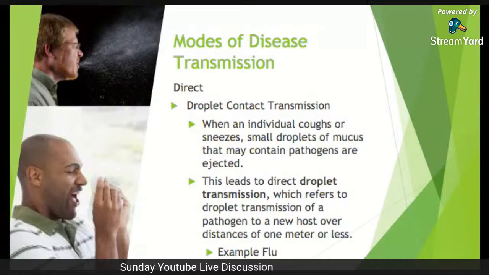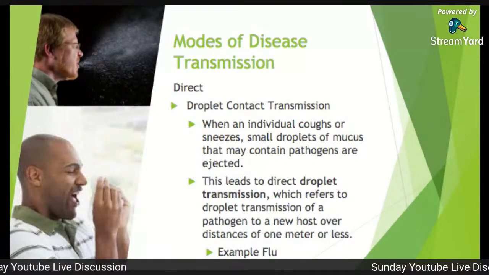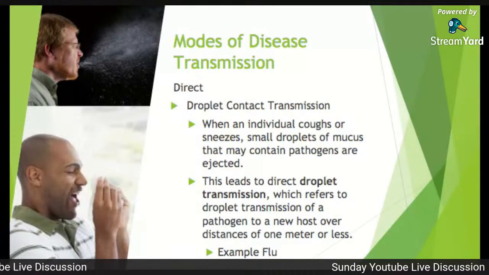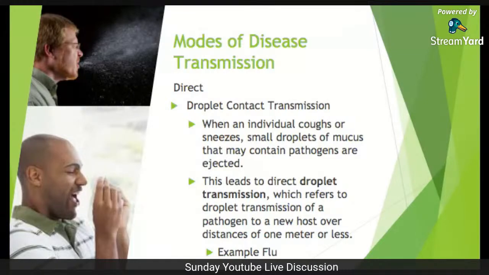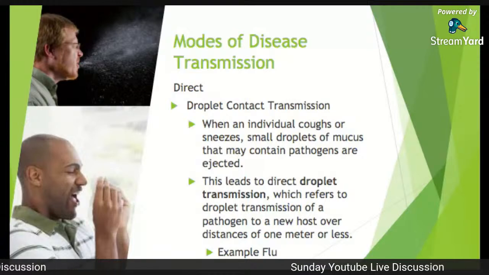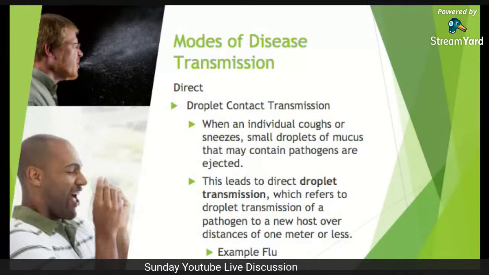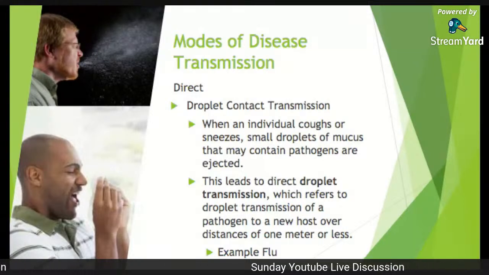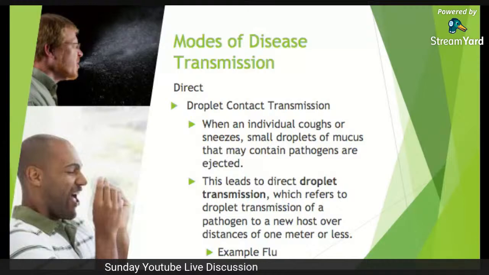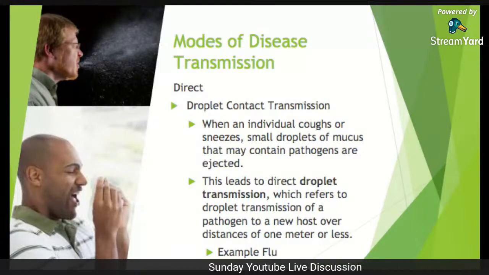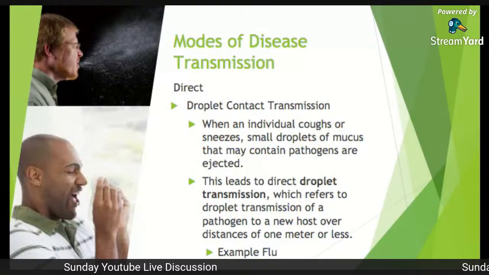All right. Another form of direct contact is droplet contact transmission. When an individual coughs or sneezes, small droplets of mucus that may contain pathogens are ejected during that sneeze or cough, and also when you're blowing your nose. This leads to direct droplet transmission, which refers to droplet transmission of a pathogen to a new host over distances of 1 meter or less. So this is not considered airborne because it's not over 1 meter, but if it's under 1 meter, it's considered droplet transmission.